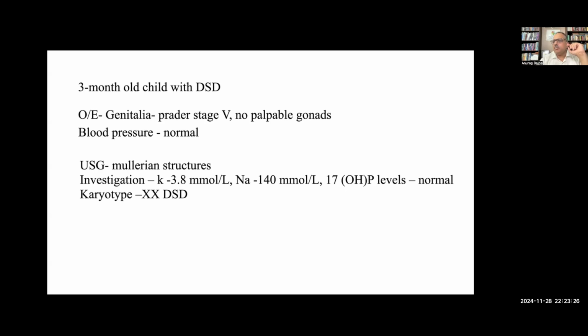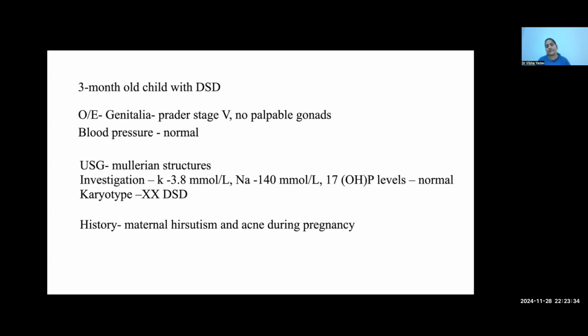If there is maternal virilization, aromatase deficiency, Dr. Divyalakshmi, absolutely. So Dr. Vibha? Yes, sir. Definitely a history of maternal virilization, like hirsutism and acne during the pregnancy, should be asked in this case. And this is a case of, definitely it is aromatase deficiency.